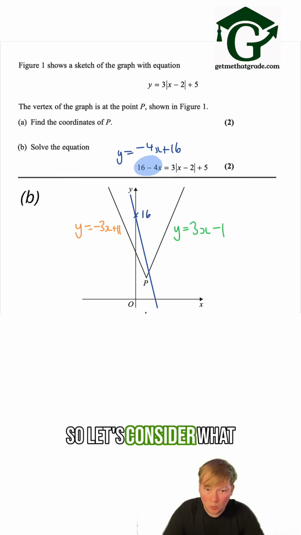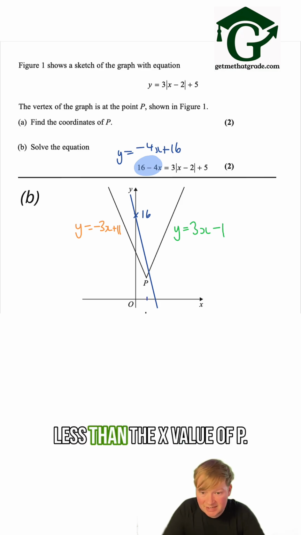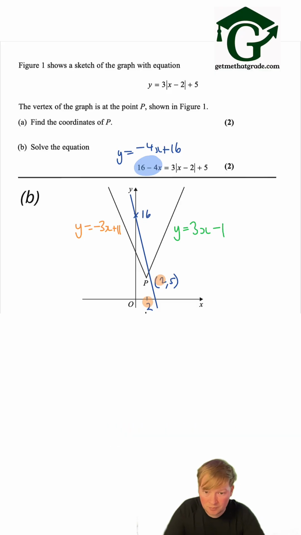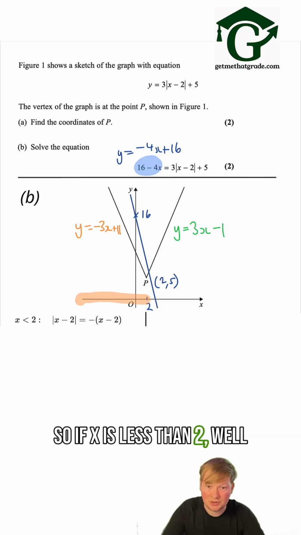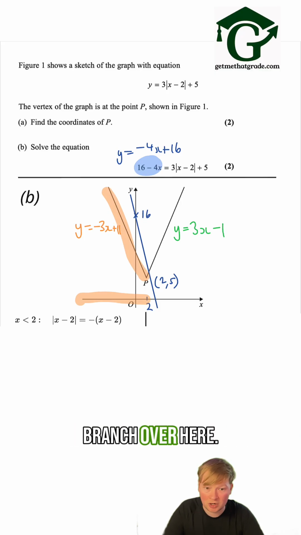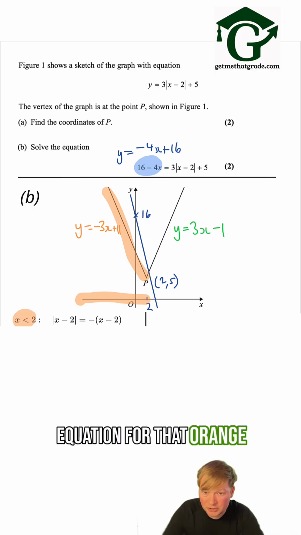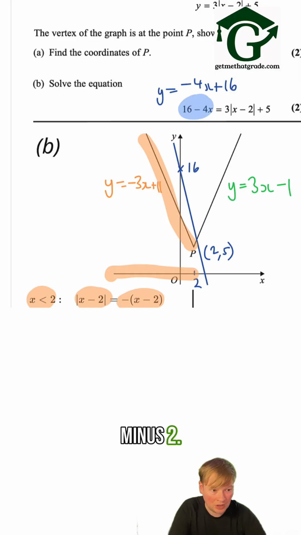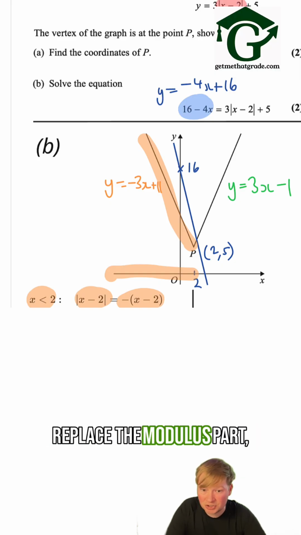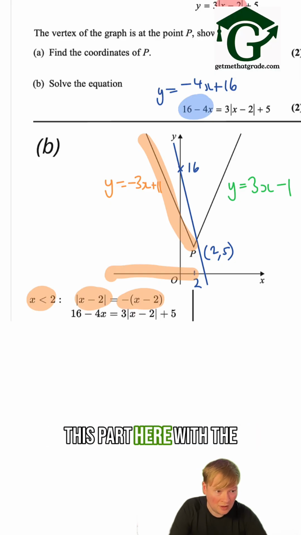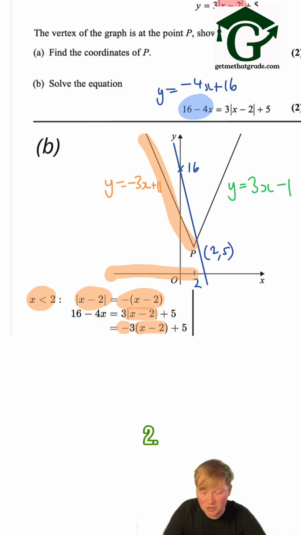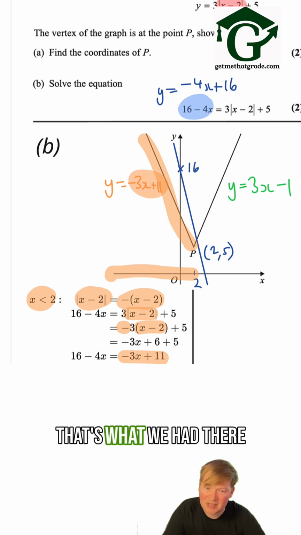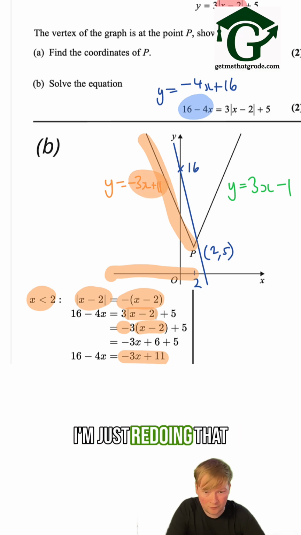So let's consider what happens if our x value is less than the x value of P. Remember, P had coordinates (2, 5). The x coordinate of P was 2. So if x is less than 2, well, we'd be on this orange branch over here. Remember how we found the equation for that orange branch? We said that the modulus of x minus 2 would be the negative version of x minus 2. So in this equation, we could replace the modulus part, this part here, with the negative version of x minus 2. And if you do the number crunching on all of that, you end up with y equals minus 3x plus 11. That's what we had there before. I'm just redoing that for you.